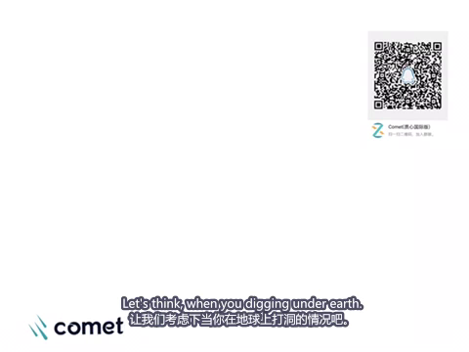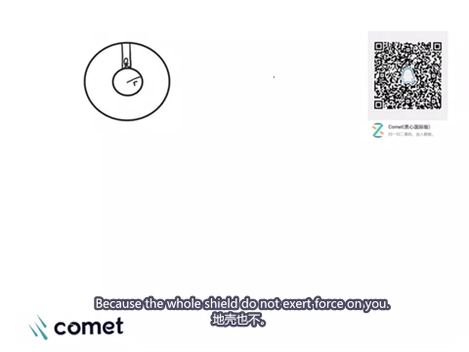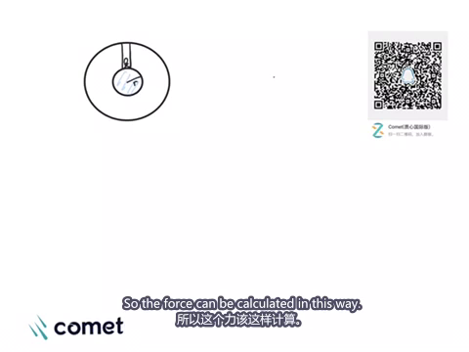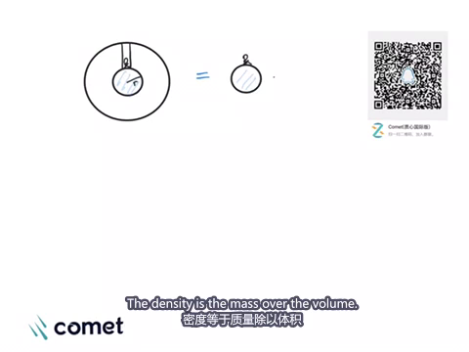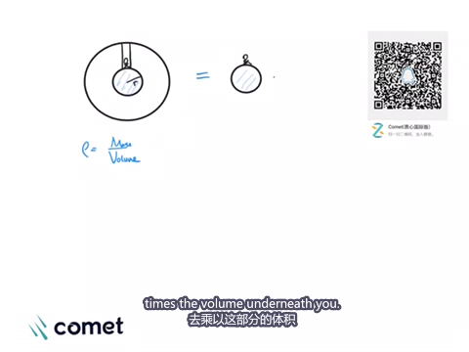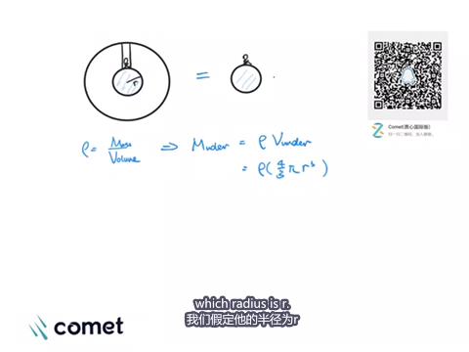Let's think about when you're digging down into the Earth. The outer shell of the Earth does not exert force on you, because a hollow shell does not exert force on you. So only the mass underneath you gives you a force. The force can be calculated in this way. Let's do some calculation. The density is equal to the mass over volume. So the mass under you is equal to the density times the volume underneath you. The volume under you is the volume of the sphere whose radius is r.